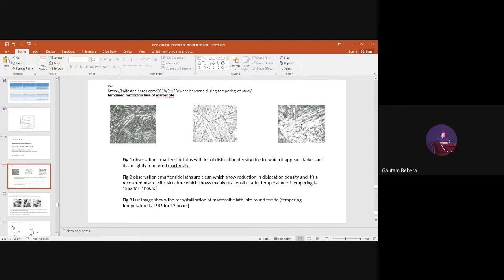And in the third structure, you can see recrystallization is happening. That means the lath has now converted into ferrite. You can see the ferrite grains, and cementite is there. This is the final microstructure. That means with increasing tempering time and temperature, finally we have cementite and ferrite here.